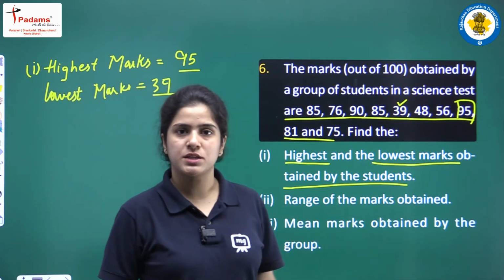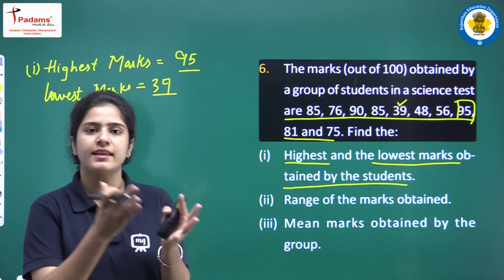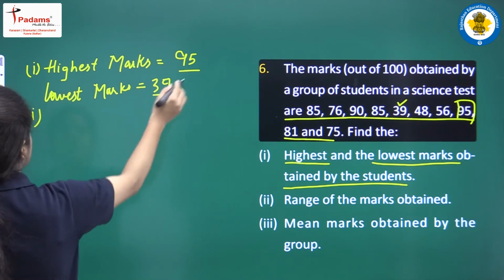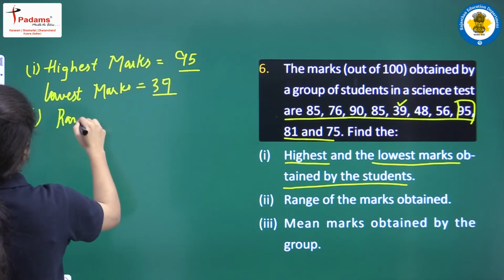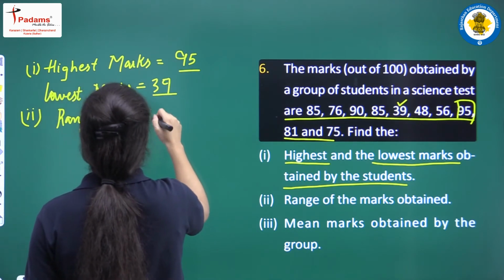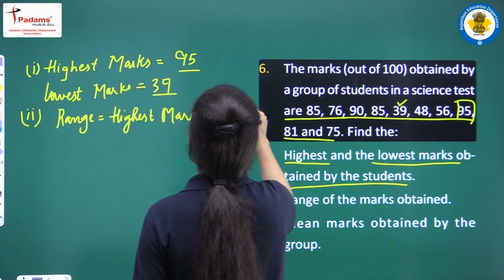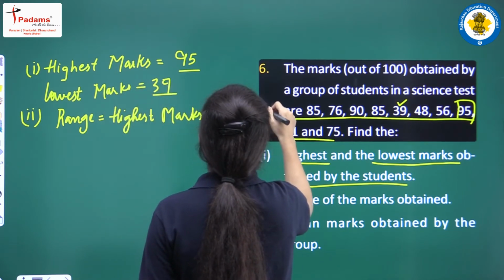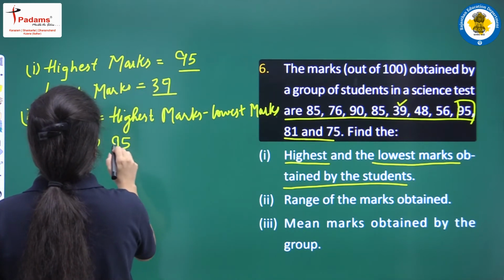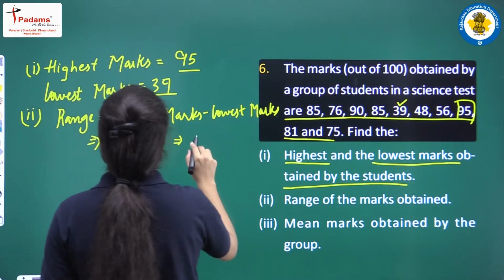Now students, the next part. Range of the marks obtained. What is the range of the marks obtained? That is the highest value minus the lowest value. So second part, very easy, based upon this first part. Range is equal to highest marks minus the lowest marks. Highest marks 95, lowest marks 39. So it will turn out to be 56.